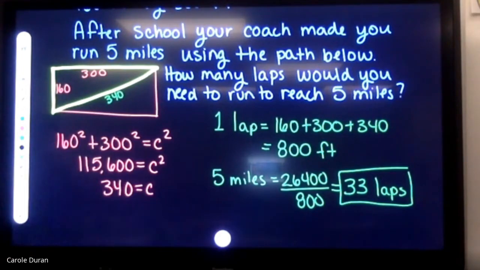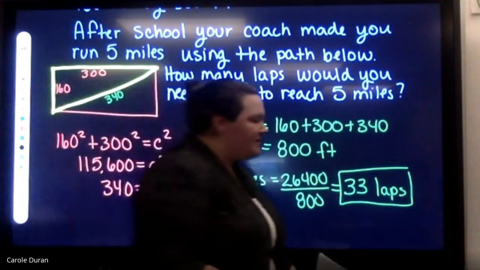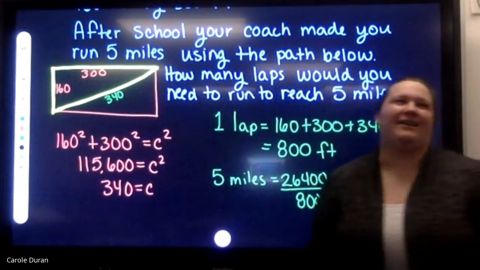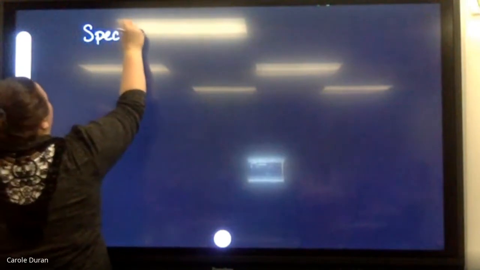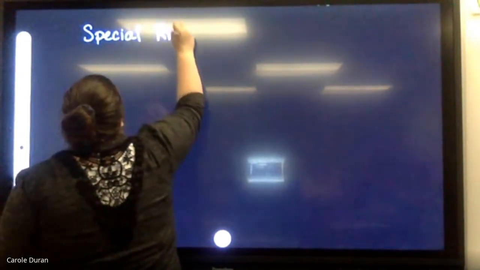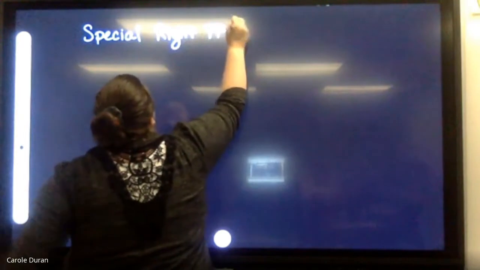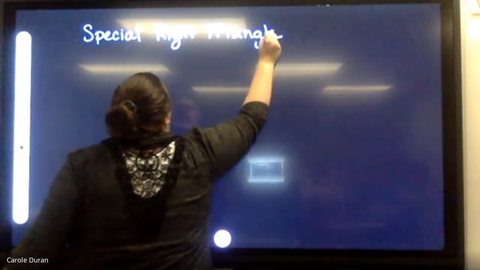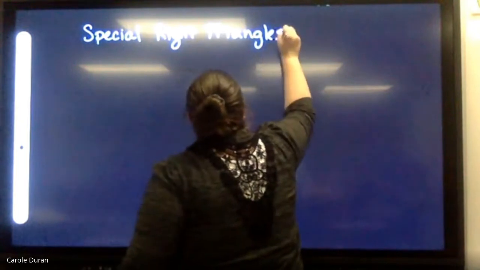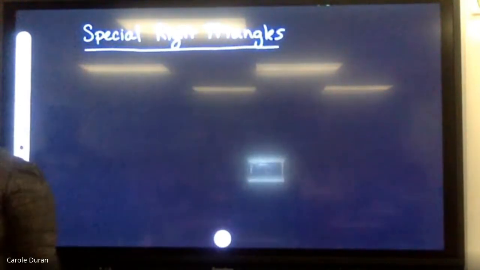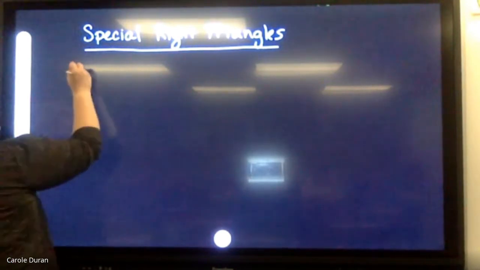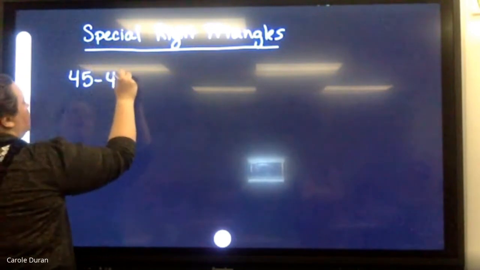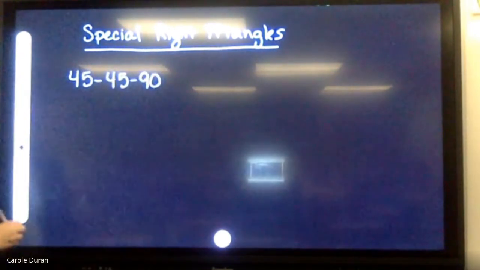So now that we have practiced some right triangles, let's talk about some special right triangles. What is so special about these? That is a wonderful question, Zach. What makes a triangle a special right triangle is that it has a special collection of angle sizes. The first special right triangle we're going to look at is the 45, 45, 90 triangle.